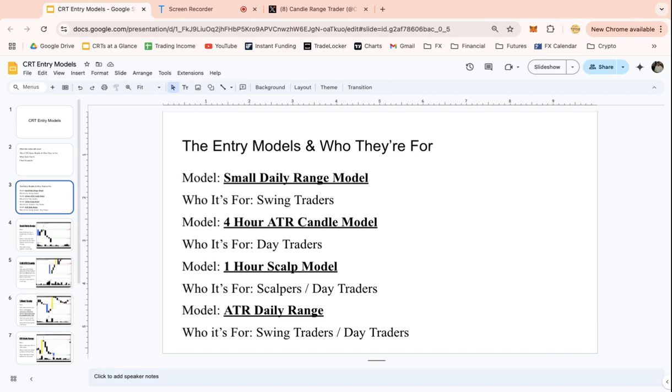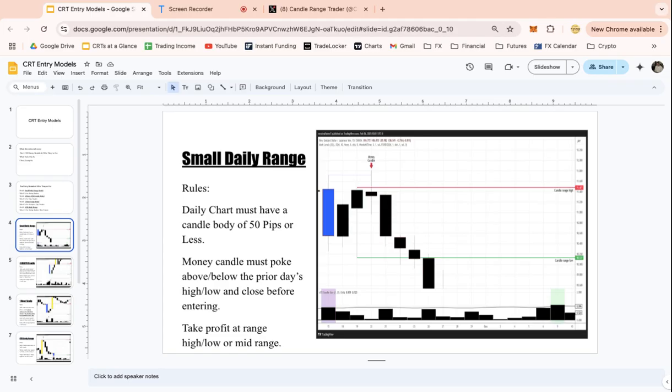The first model is the small daily range model. This is ideal for swing traders. The second model is the 4-hour ATR candle model. That's for day traders. The 1-hour scalp method is for scalpers, and it can also be for day traders. And lastly, the ATR daily range, that's going to be for swing traders or day traders. So let's look at these in more detail, and we'll have pictures to accompany them.